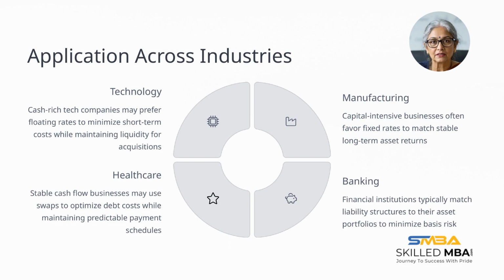In technology, cash-rich firms often opt for floating rates to reduce short-term costs, preserving liquidity for acquisitions. Manufacturing sectors, being capital-intensive, prefer fixed rates to align with stable long-term asset returns. Banks match liability structures to asset portfolios, minimizing basis risk. Healthcare businesses use swaps to optimize debt costs, ensuring predictable payment schedules.